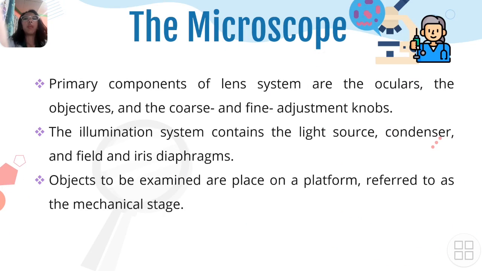The microscope. Primary components of the lens system are the oculars, the objectives, and the coarse and fine adjustment knobs. The illumination system consists of the light source, condenser, and field and iris diaphragms. Objects to be examined are placed on a platform referred to as the mechanical stage.